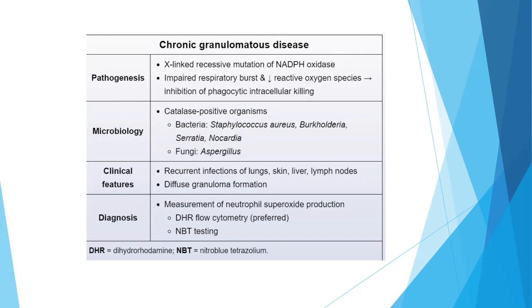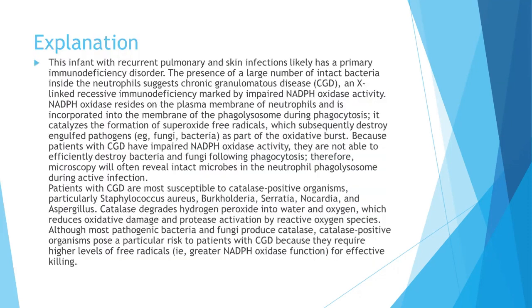The clinical features are recurrent infections of lungs, skin, liver, and lymph nodes by the above mentioned organisms. There's diffuse granuloma formation, and the diagnosis is by the dihydrorhodamine test or nitroblue tetrazolium testing. So this infant with recurrent pulmonary and skin infections likely has primary immunodeficiency disorder. The presence of a large number of intact bacteria inside the neutrophil suggests CGD.